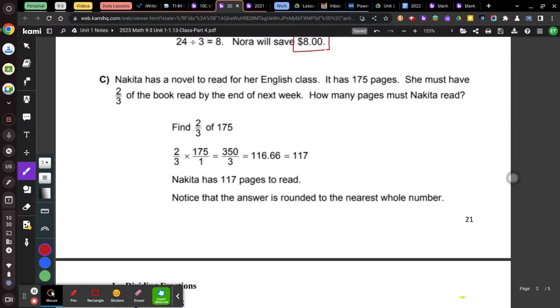Okay, letter C. Nikita has a novel to read for her English class. It has 175 pages. She must have 2/3 of the book read by next week. So how many pages does she need to read?